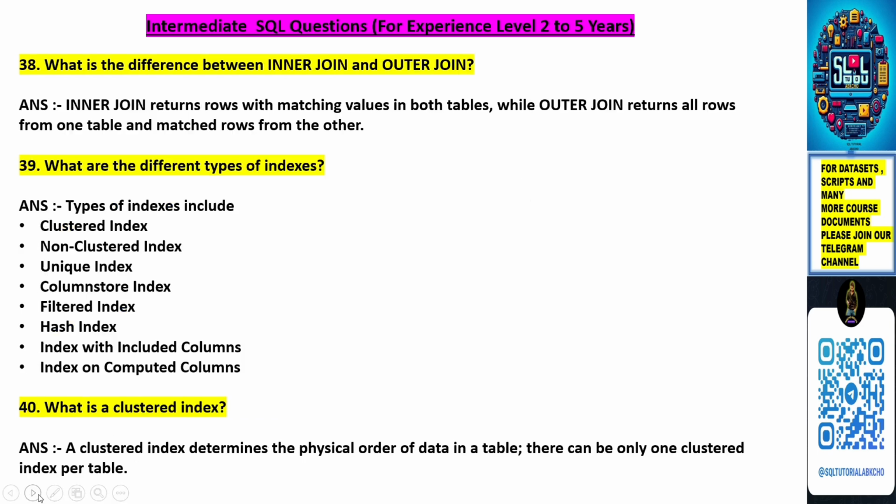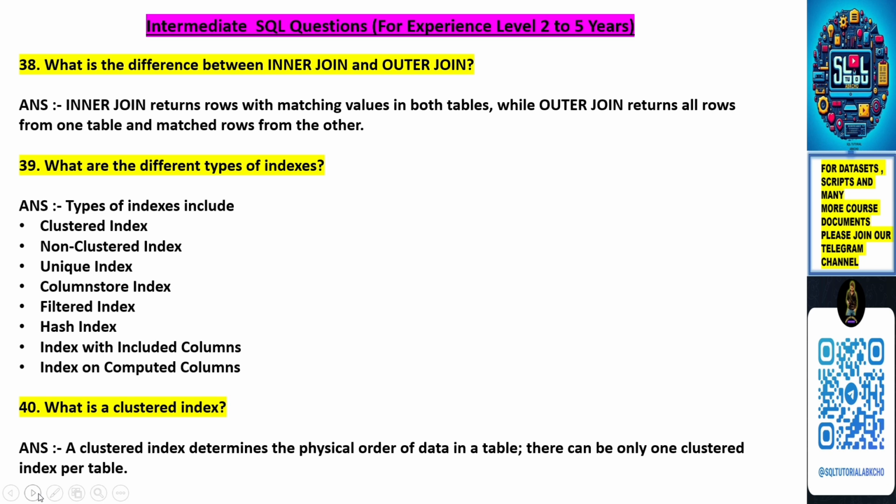Next we have the 38th question. What is the difference between inner join and outer join? Here, the outer join covers the left outer join, right outer join, or full outer join. These three come under the outer join category, and then there is the inner join. The answer is: inner join returns rows with matching values in both tables, while outer join returns all rows from one table and matched rows from the other table.